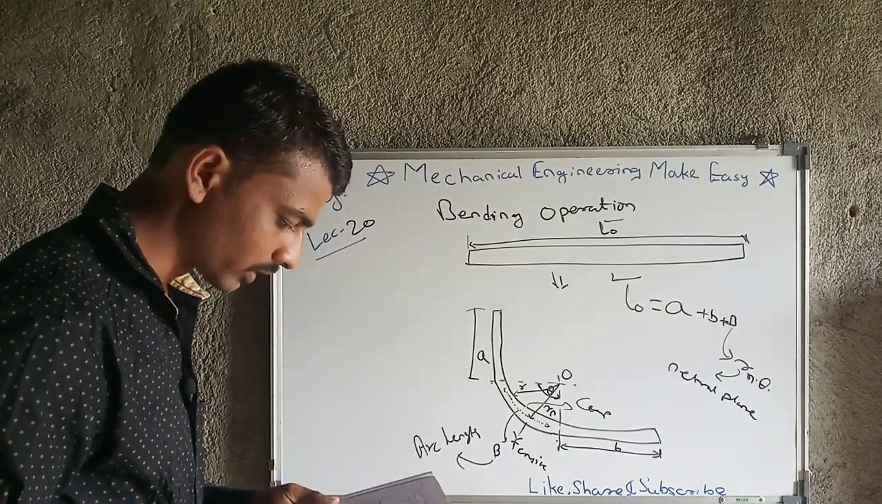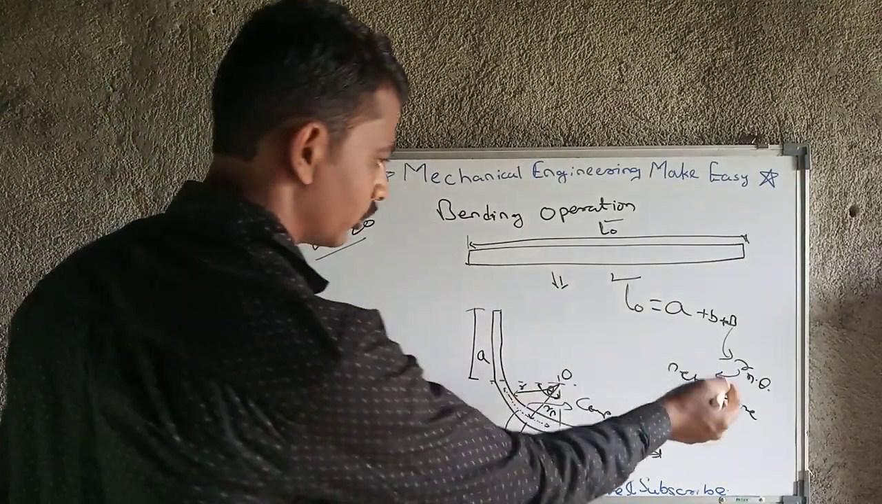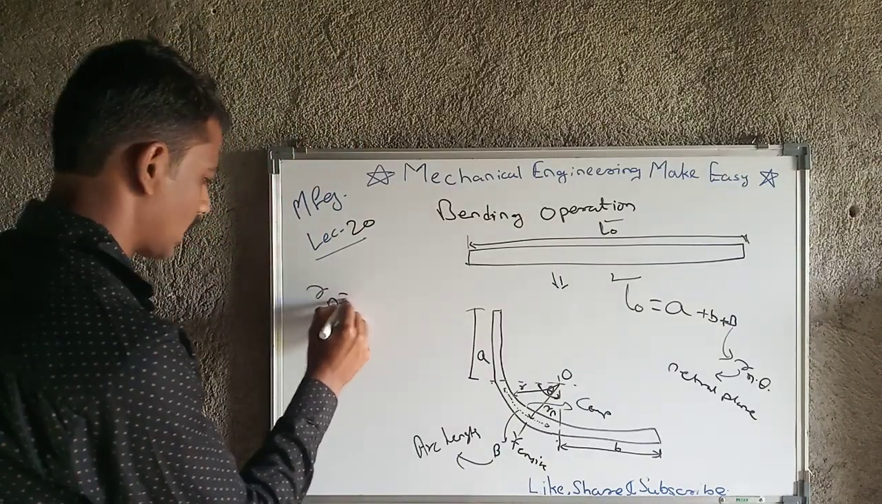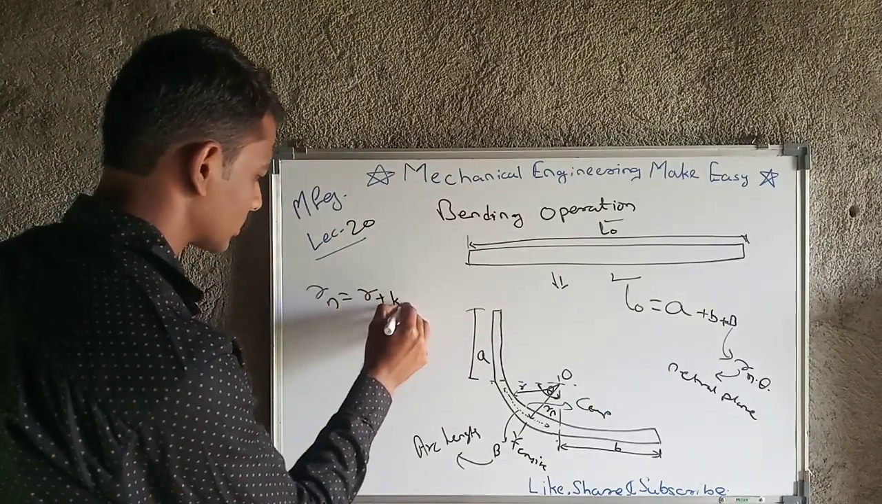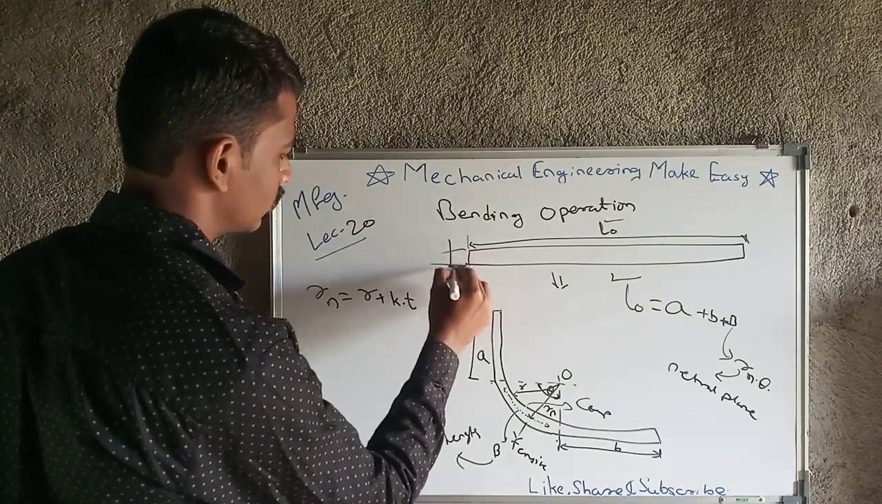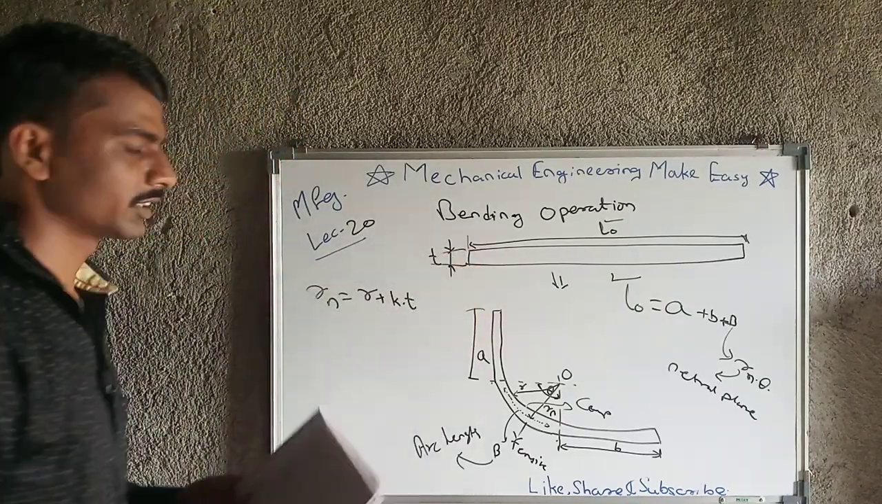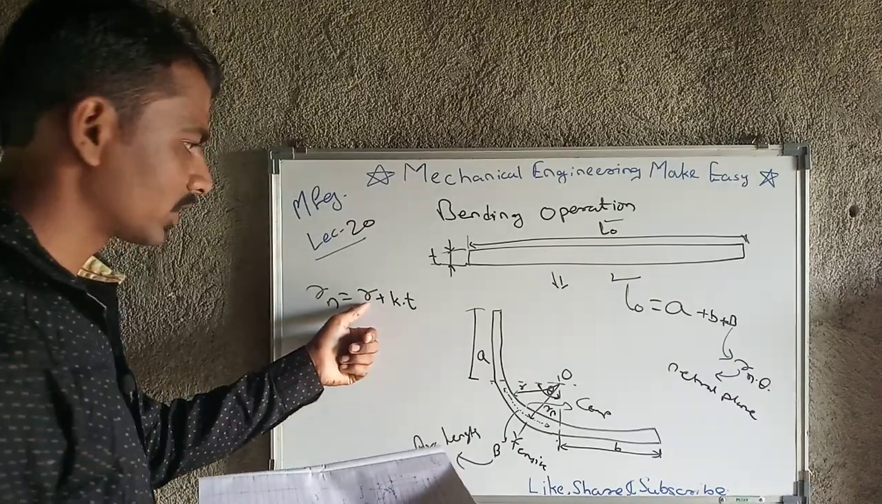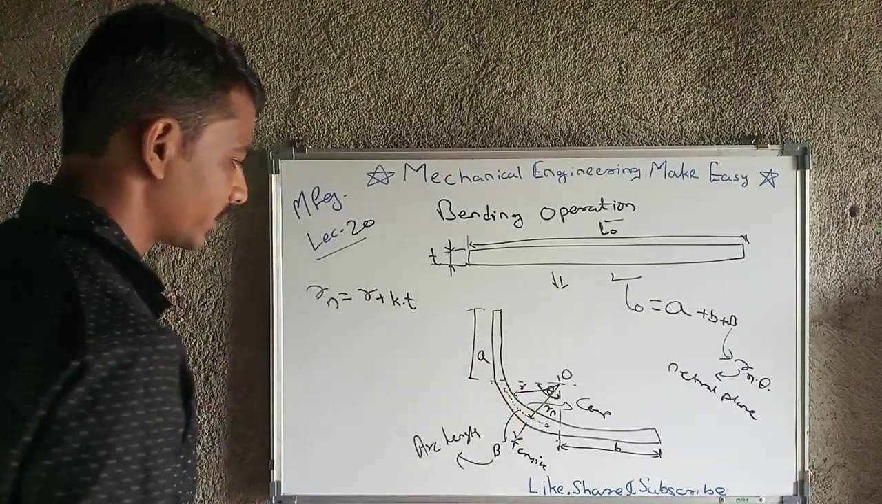Then we will move to the next point, and what will be the value of Rn? Rn is nothing but R plus K into T. T is the thickness. Then R, we know, is the inner radius.